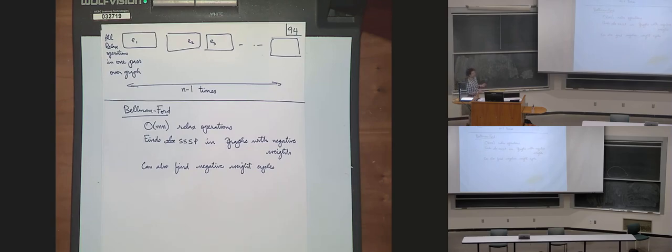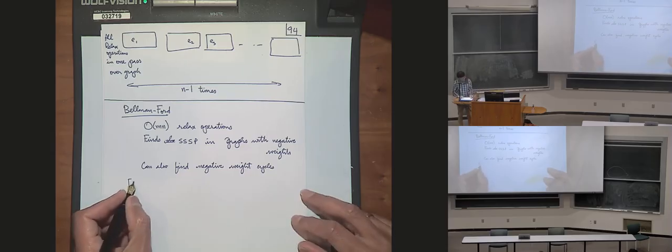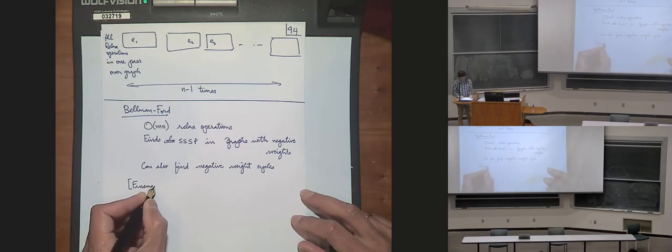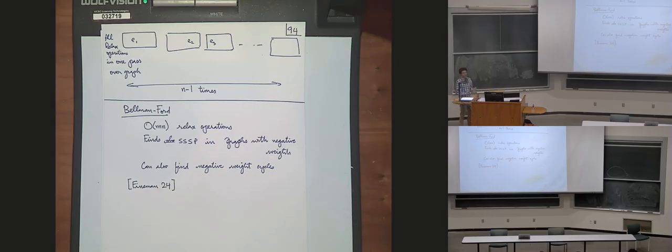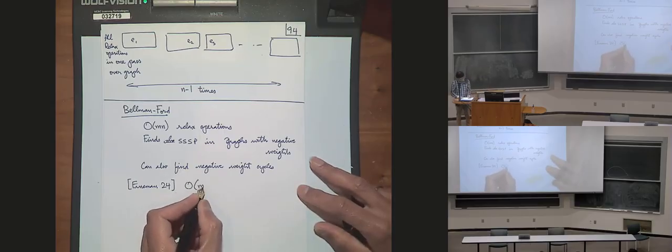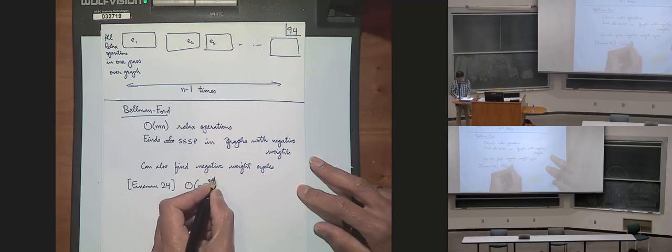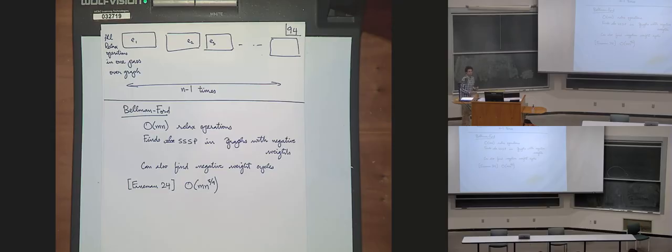And for the longest time, no one knew, until this work by Fineman in 2024, I think, when the paper actually got published. And he got an improvement. He got m to the 8/9 for this problem, and it's a 50-page paper. So it's significant effort, whereas for Bellman-Ford, the entire proof is about a page.